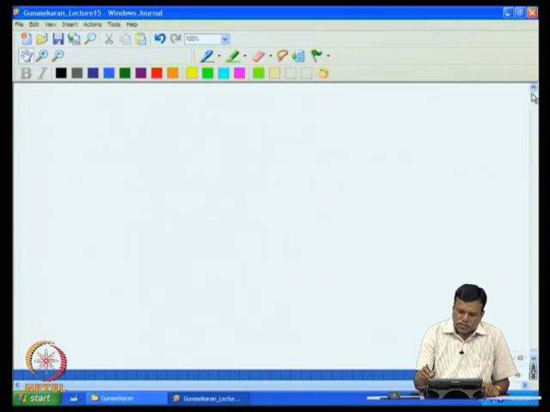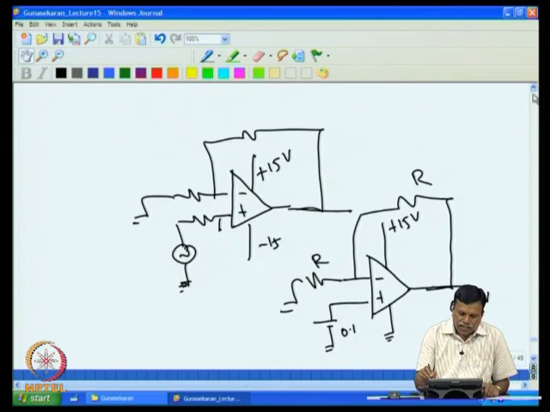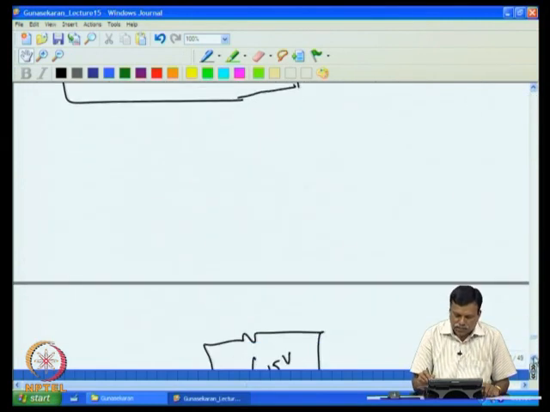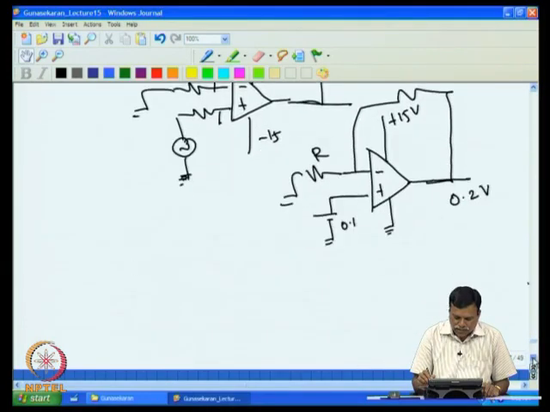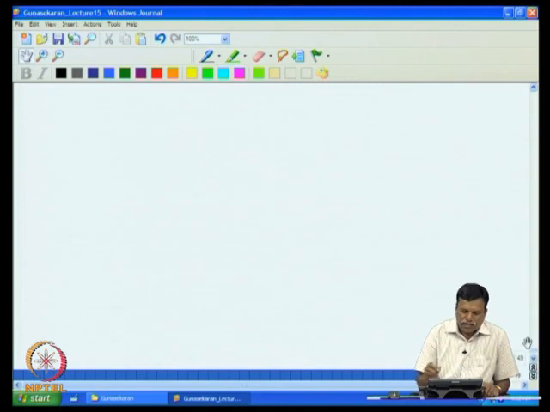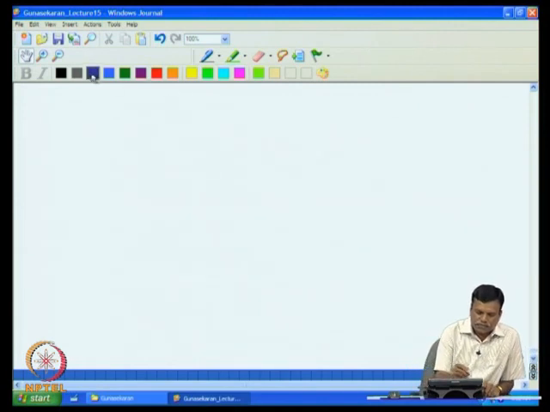So we will see what are the different kinds of current sources there are and how they can be utilized for this purpose. So let us spend some time on constant current sources.